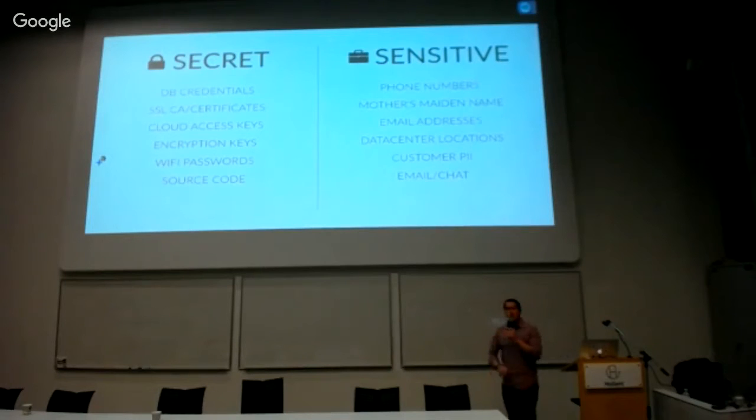Sensitive information is stuff like phone numbers, your mother's maiden name, mailing addresses, things like that. And this data isn't necessarily secret, but if a random person were to walk up to you on the street and say, give me your home address, you'd probably say no. But if your sister were to walk up to you on the street and ask you for your home address, you'd probably give it to her. So it's not a secret, it's not as secretive as these other things, but it's still sensitive. You still kind of want it to be secret. And as an industry, I think for the most part, we think correctly about secrets.